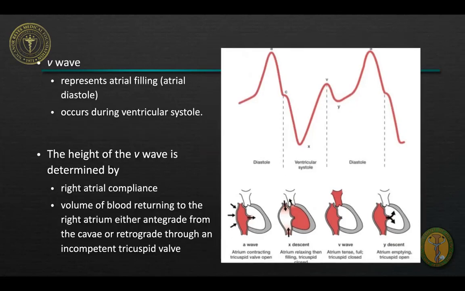Next is the V wave. It represents atrial filling, or this is also called atrial diastole. This occurs during ventricular systole. The height of the V wave is determined by right atrial compliance. So here, the volume of blood returning to the right atrium is either antegrade from the vena cavas or retrograde through an incompetent tricuspid valve.